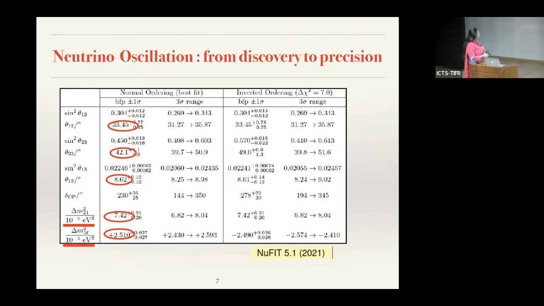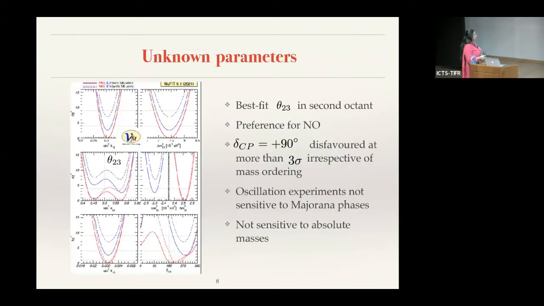And all these parameters have been discovered and measured with sufficient precision, but the future is what we don't know. One is whether the mixing angle θ2-3 is in the first octant or second octant. Right now, there is a preference for the second octant. We also don't know the ordering, although right now there is a preference for the normal ordering. And delta CP plus 90, we know, is disfavored at more than 3 sigma, irrespective of the mass ordering.